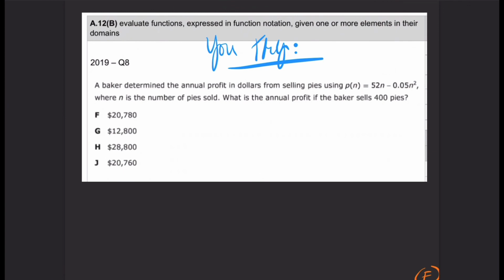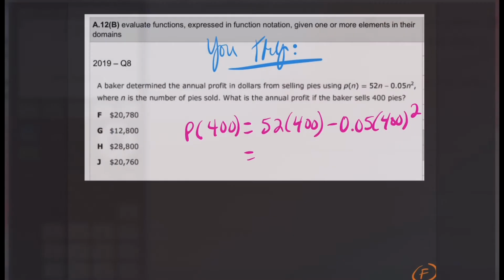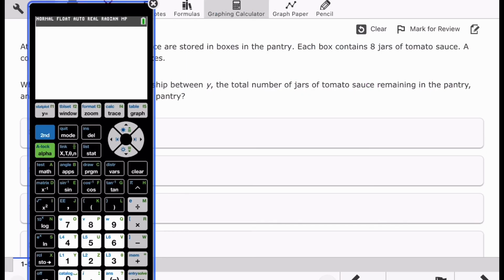Go ahead and try the following question. Type it in.